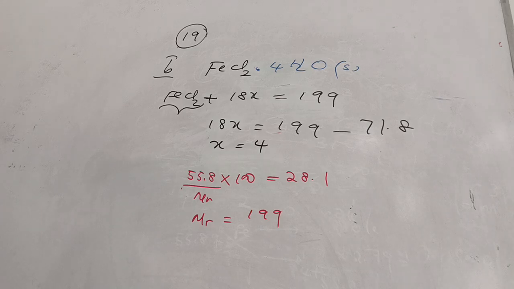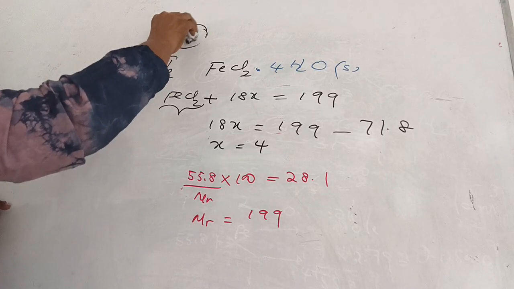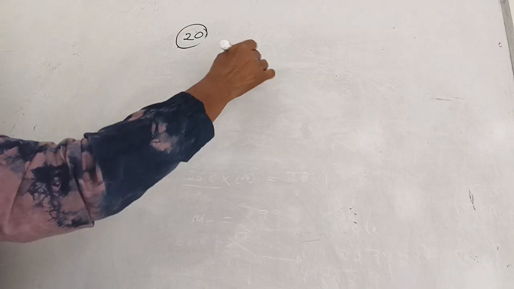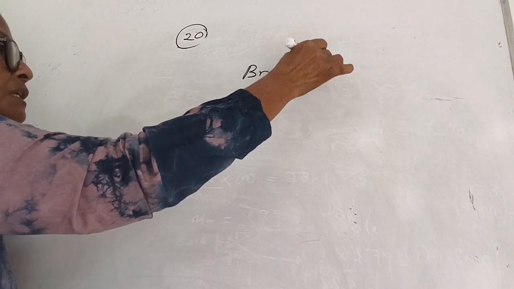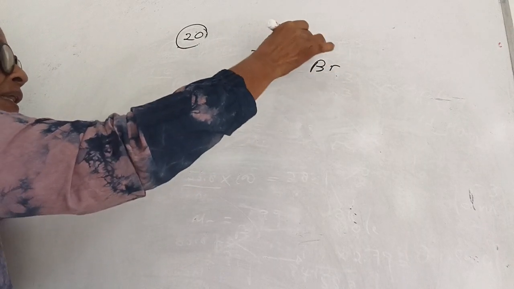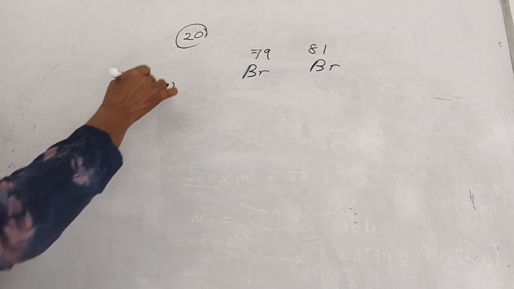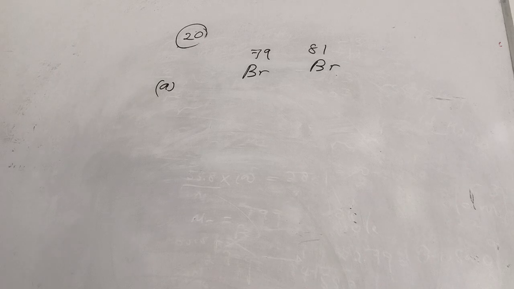We came to the end of question number 19, and we are moving on to question number 20. This is based on isotopes. Moving on to question number 28, it talks about naturally occurring bromine. It exists as two isotopes, 79 and 81. Your question is to state what is meant by the term isotope, which is the A part, for 1 mark.